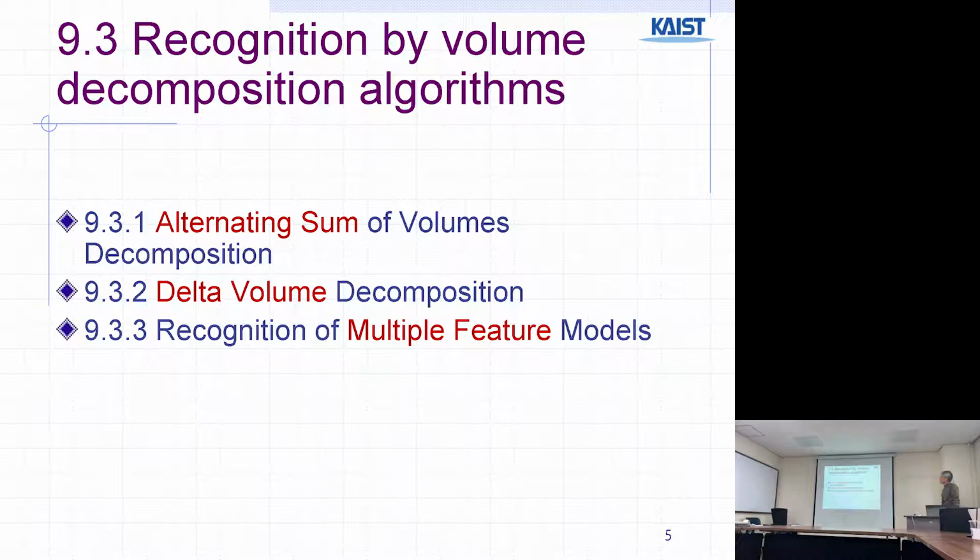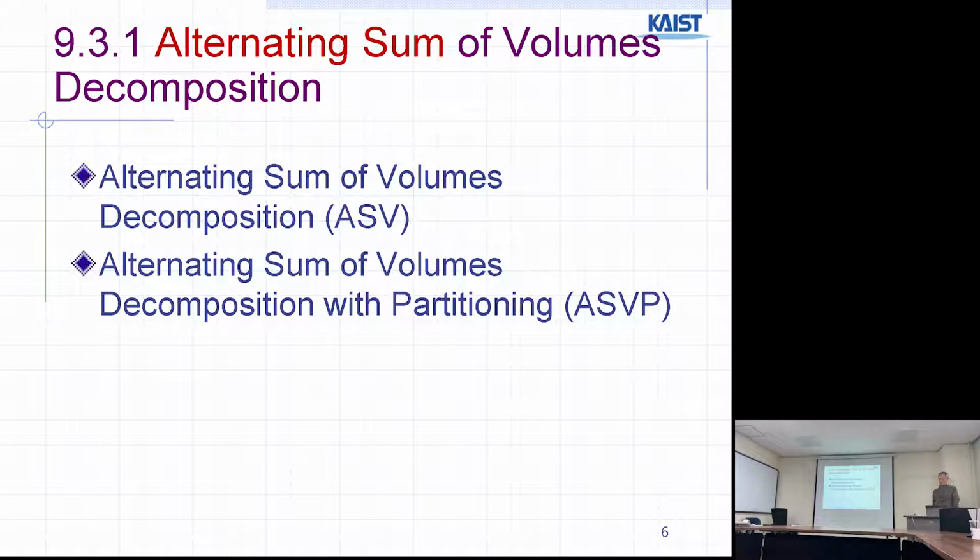And volume decomposition, there are three subtitles saying volume decomposition: alternating sum, delta volume, and also the multiple feature models. And alternating sum, there are also two different ones, but almost the same. But this one is improving. They found some small problem, error, or not error, disadvantages, so they improved that one.